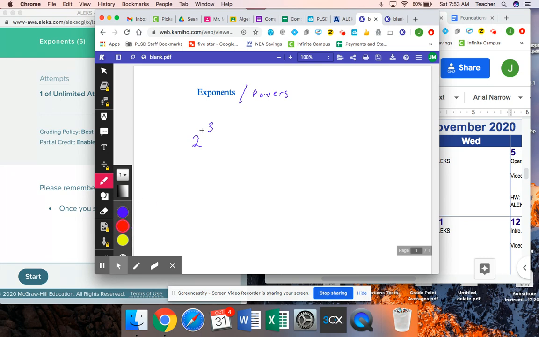All right, one part is the base, call that the base. And then another part is called the exponent. Ooh, no, I don't like yellow. Let's try another color. Purple. This thing is called the exponent.